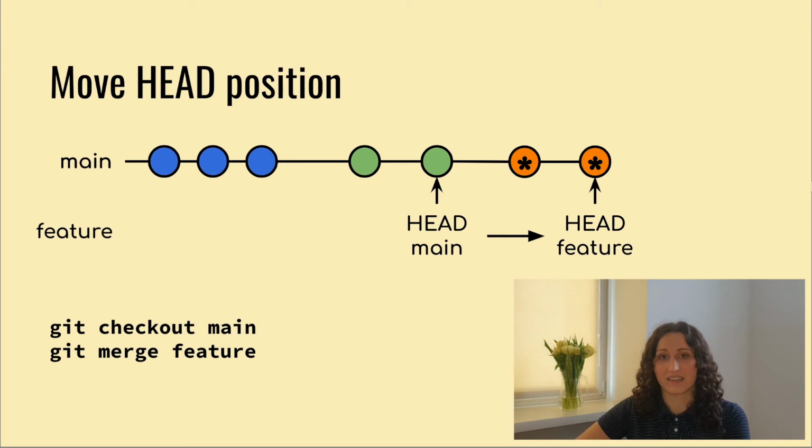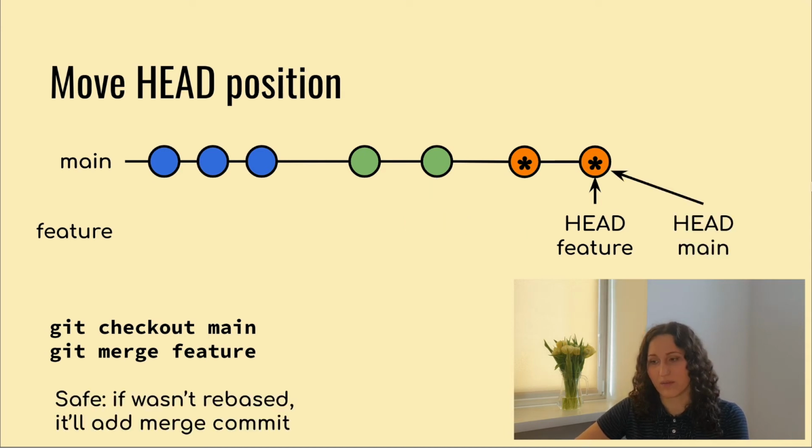And since these branches now have a common parent, the merge command will just move the head of the main branch to the place which we want. Both main and feature will point to the latest commit from our feature branch. Additionally, it's safe, because if you forgot to rebase your changes, for example, it will just add one more merge commit, which is, well, not really terrible.